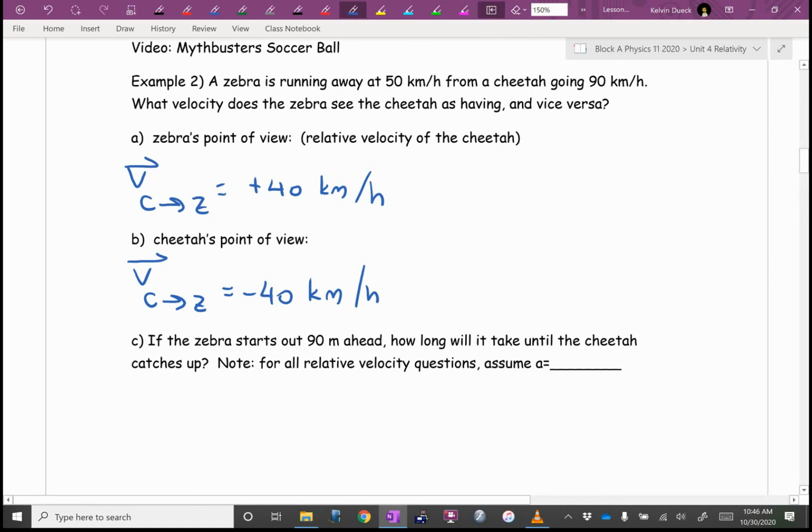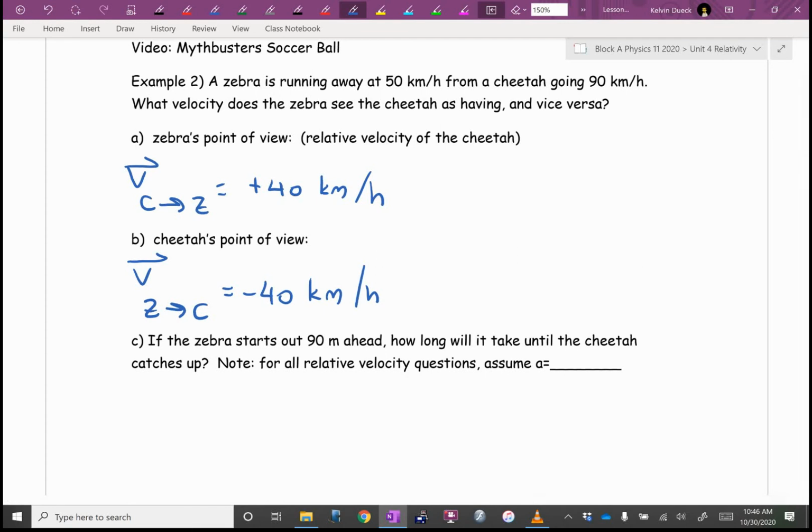Oh, I wrote this wrong. Which one? Cheetah relative to the zebra. This should be zebra relative to the cheetah. Thank you, Candy. Okay.